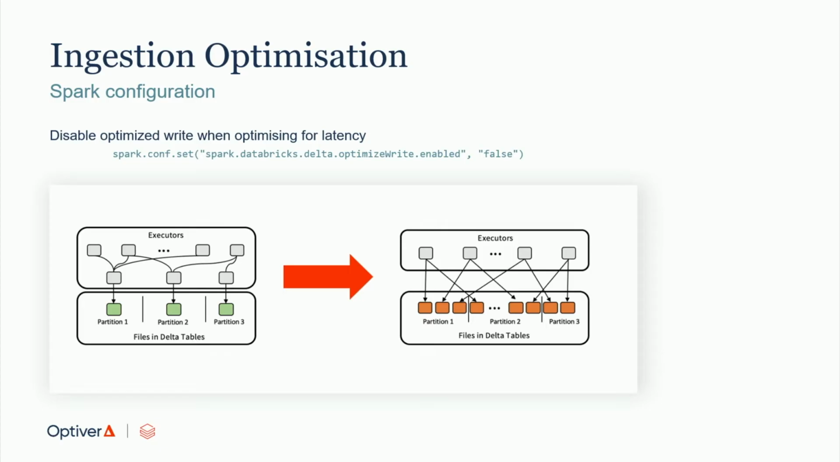We also decided to disable optimized write when latency is very important. For those who are not familiar, by default, Databricks enables this optimized write feature, which tries to compact the data before they write to the Delta table. The purpose of this is to help with file management and downstream read performance. However, for our use case, this behavior introduced extra shuffle steps and coordination between the executors, and this slowed down our write time.